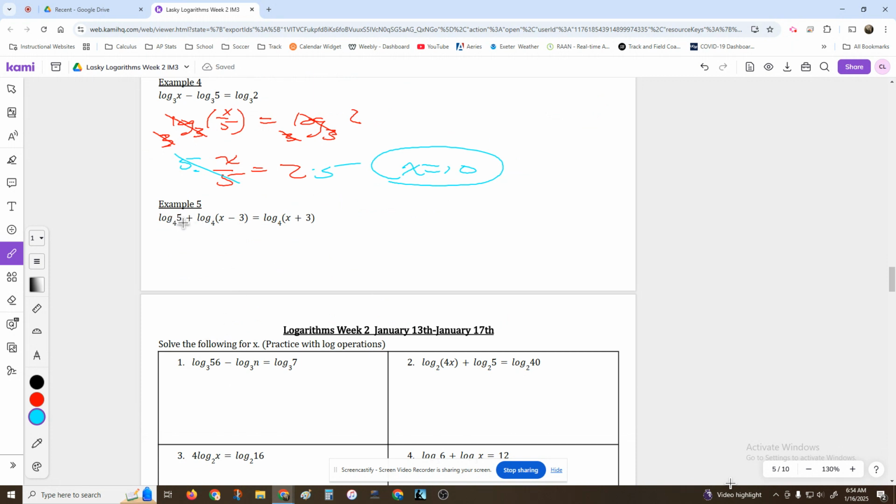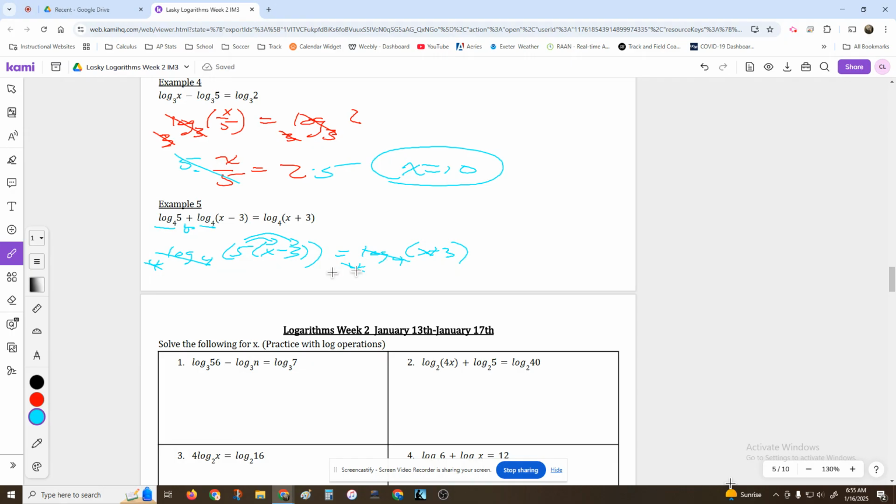So here we're dealing with the same base, but we're adding. So we have to multiply. So log base 4 of 5 times x minus 3. I do double parentheses because I have two parentheses right here. So I'm going to have to distribute this in a little bit. Equals log base 4 of x plus 3. Sorry for the writing, guys. So we know this is base 4. So that's going to clean this up.